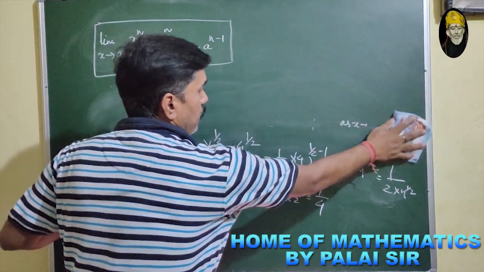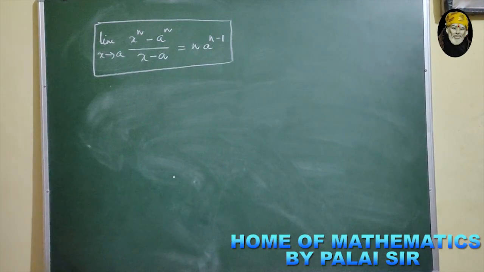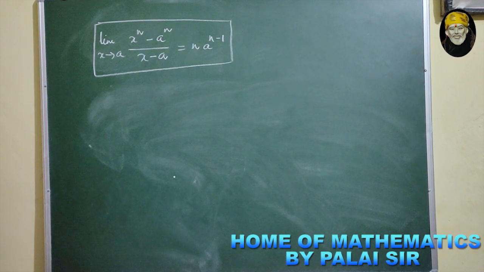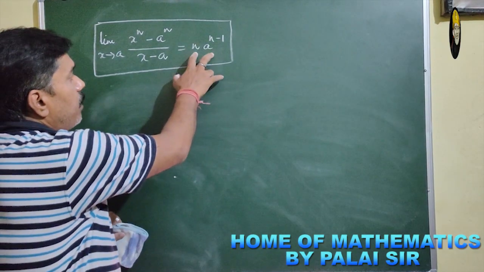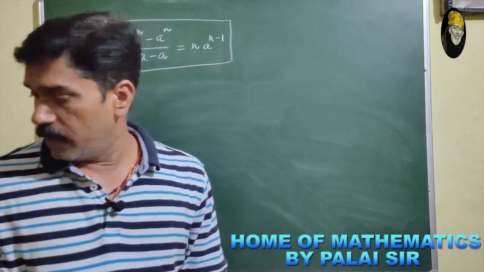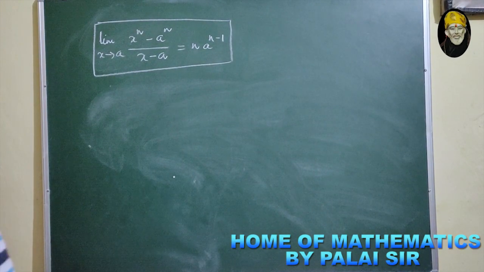So this is the formula that you have to remember. This is the first formula, that is, limit x tends to a, x to the power n minus a to the power n divided by x minus a. This value you are getting is n a to the power n minus 1. We can also solve some more problems regarding this formula.